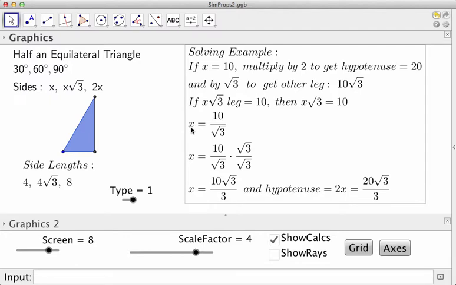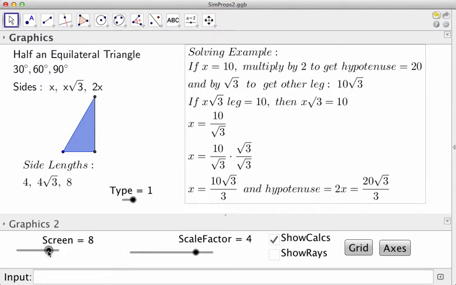So to figure out what x is, we have to divide both sides by the square root of 3 to get x is equal to 10 over the square root of 3. But we multiply top and bottom by root 3 to get this radical out of the denominator. This gives us x is equal to 10 root 3 over 3. We then multiply by 2 to get the hypotenuse, which is equal to 2x, is equal to 20 root 3 over 3.